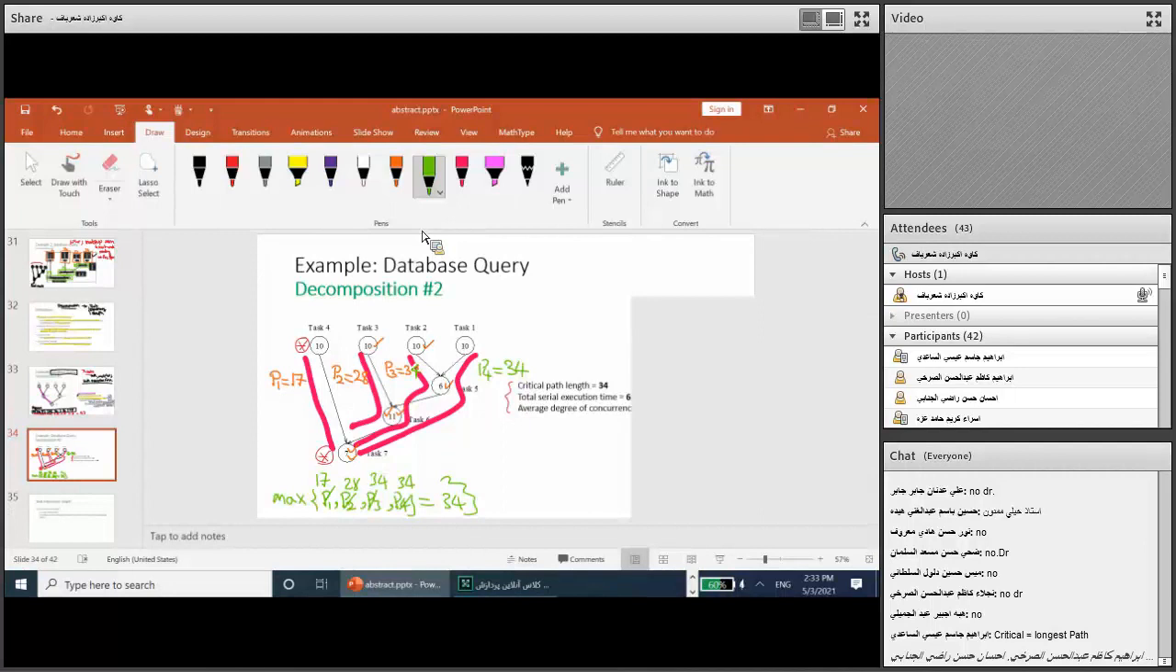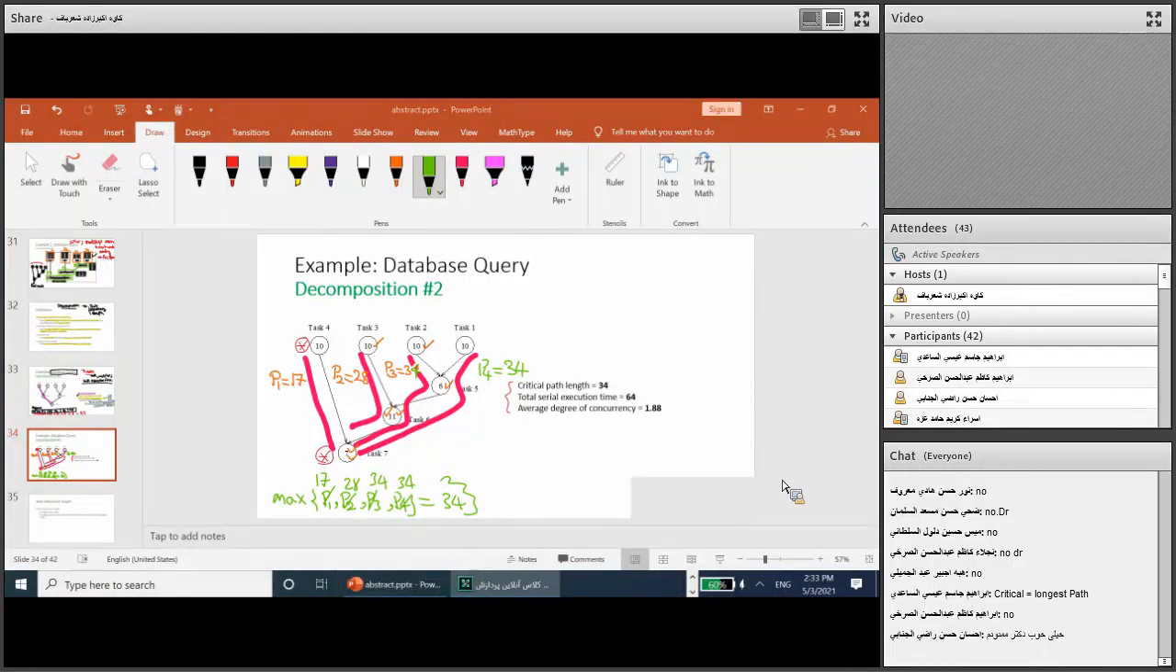Yes, critical path is the longest path. Okay. And what is total serial execution time?